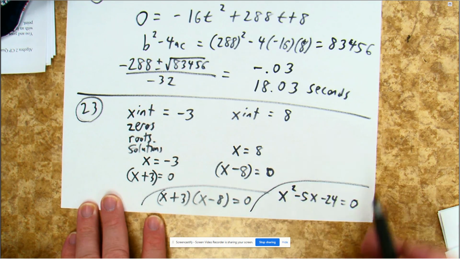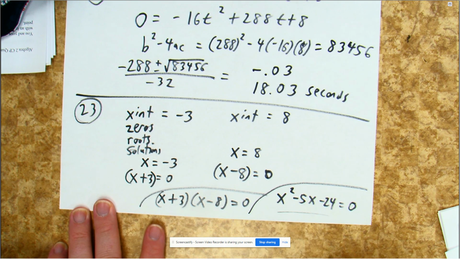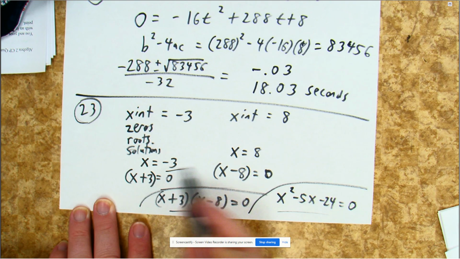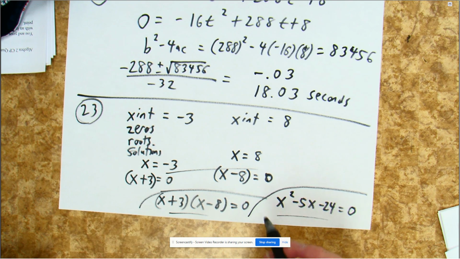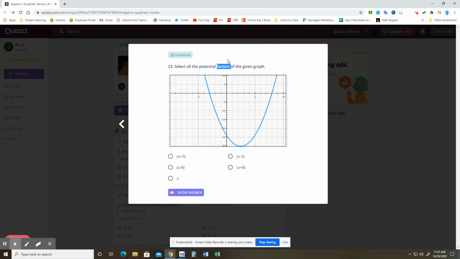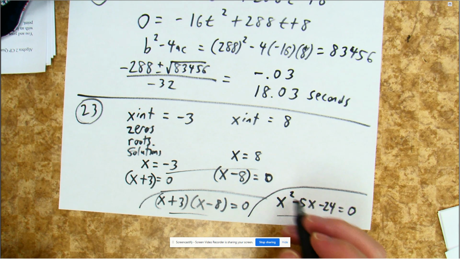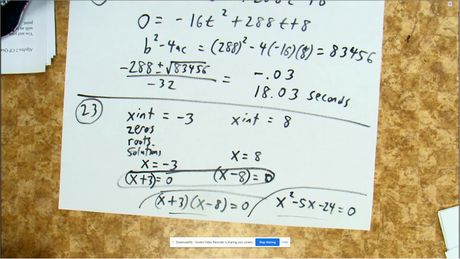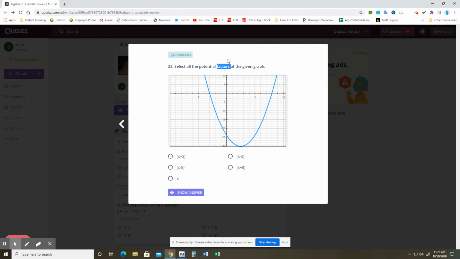This is working the problem backwards. You'd start with a quadratic, you'd factor it, you'd set each term equal to 0, and then you'd get your solutions. And you would deem those solutions the x-intercepts of the graph. However, this problem wanted the factors. That is what these two terms are. X plus 3 and x minus 8. They are not your zeros, roots, or solutions. They are your factors, which is why those two were the ones that worked.